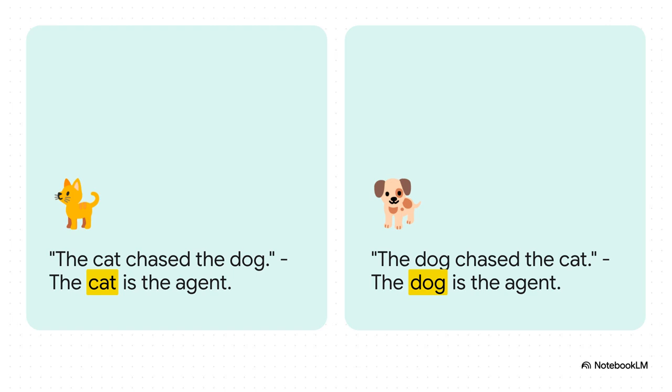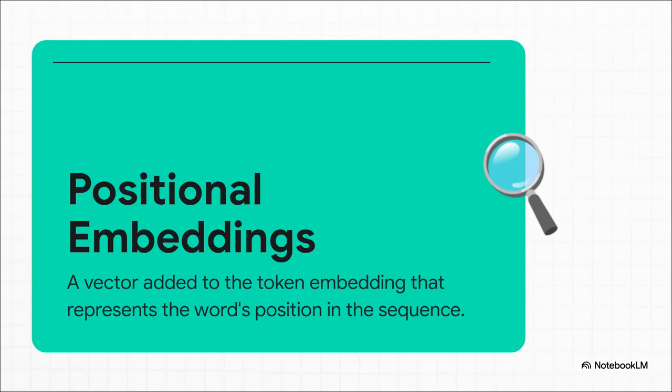Just look at these two sentences. The cat chased the dog versus the dog chased the cat. They use the exact same words, the exact same token embeddings, but they mean the complete opposite. And as of right now, our AI can't tell the difference between them at all. So we need to add one more layer of information.